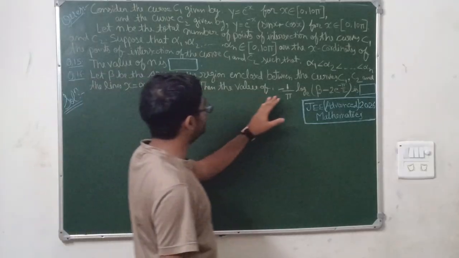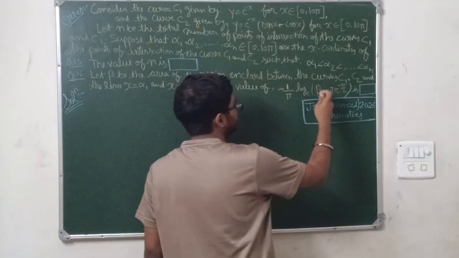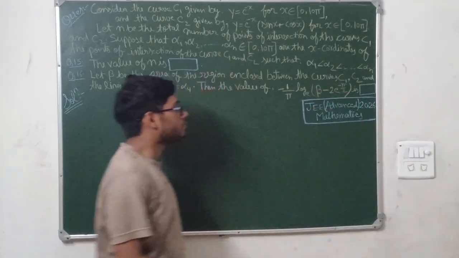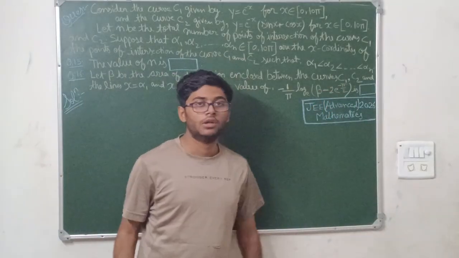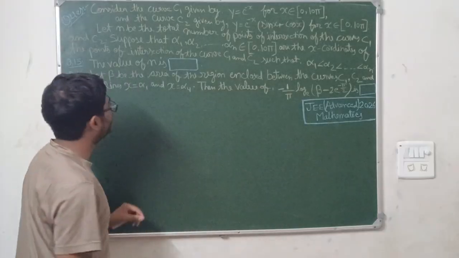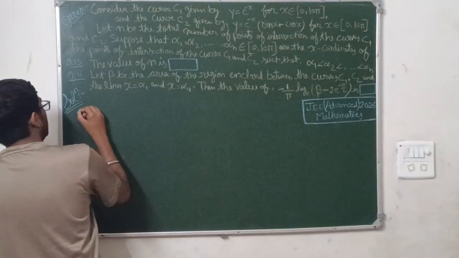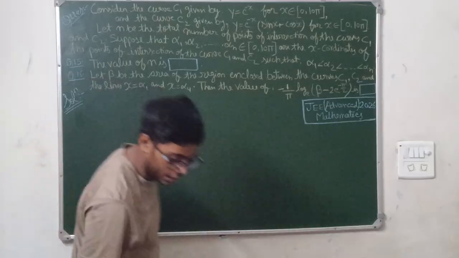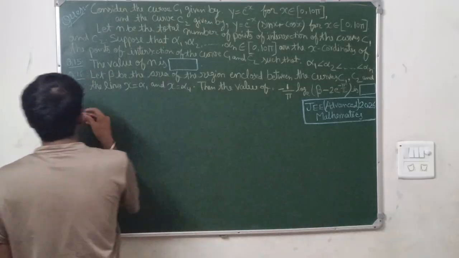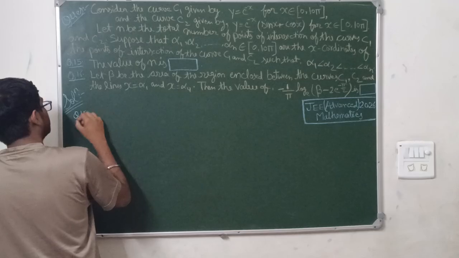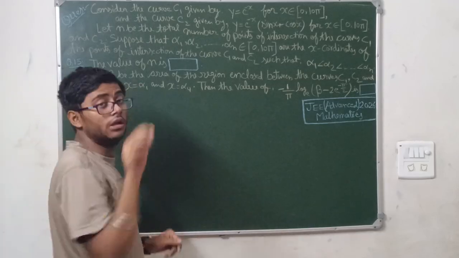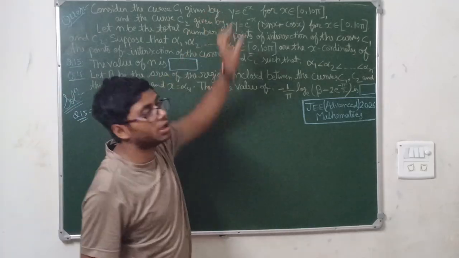Then the value of this expression, minus 1 by pi log to the base e beta minus something, is this. So first of all we will be solving question number 15. First let's solve the first part. Let me change the color of the chalk. Okay, question number 15. You have to find the point of intersection between these two curves.